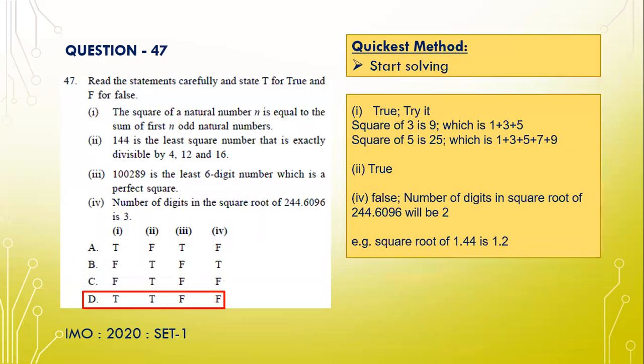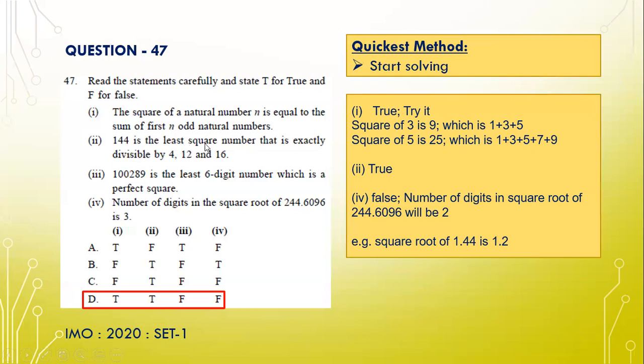Read the statements carefully and state T for true and F for false. The square of a natural number n is equal to the sum of first n odd natural numbers, isn't it? So which is true? Square of 3 is 9. 3 3 is a 9, which is first 3 odd numbers. 1 plus 3 plus 5, which is 9. Square of 5 is 25. 5 into 5 is 25, which is the sum of first 5 odd numbers. 1 plus 3 plus 5 plus 7 plus 9, which is 25.